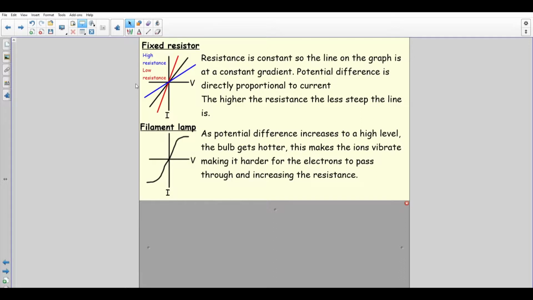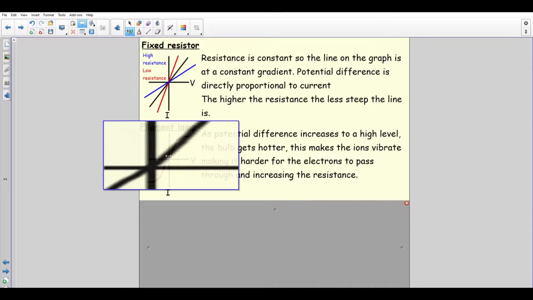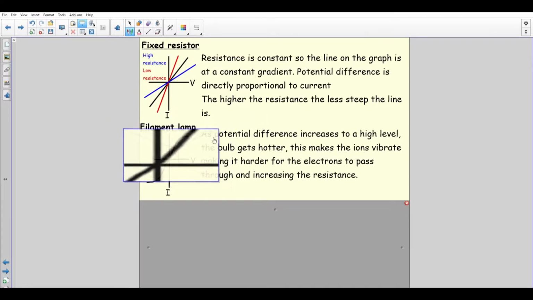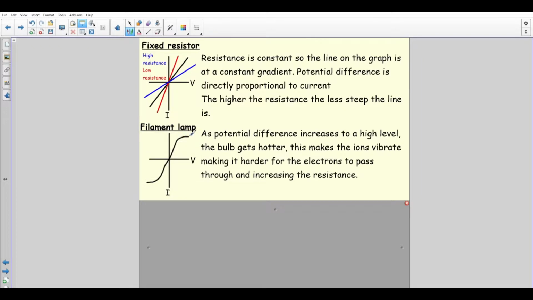So we get it being quite proportional in the middle. If we take a look at just the middle bit, at a low potential difference, it's directly proportional, going up in a straight line. Then when it gets hot towards the end, at the high potential difference, it starts to curve off because the resistance is getting higher.